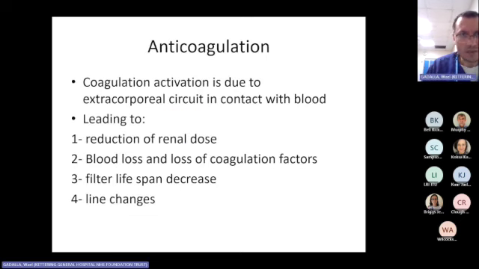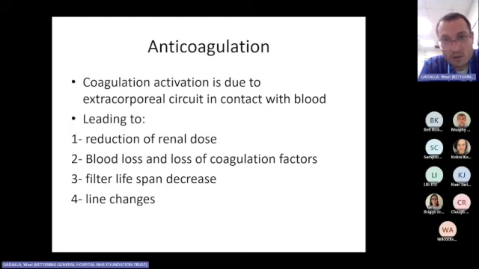I'm going to talk about the anticoagulation. We have coagulation activation, because when we take the blood out of the circulation, the cold surface of the circuit will cause coagulation cascade activation. And this will lead to reduction in the renal dose.